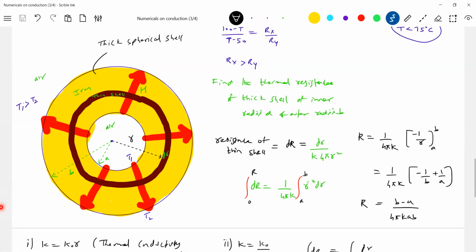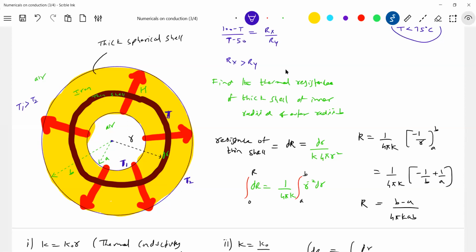See, K can be constant or variable also. Okay, now similarly, I want the temperature. Anybody, how to bring the temperature? Because this is T1, this is T2. I want this temperature at a radial distance r. What is the procedure we should follow?